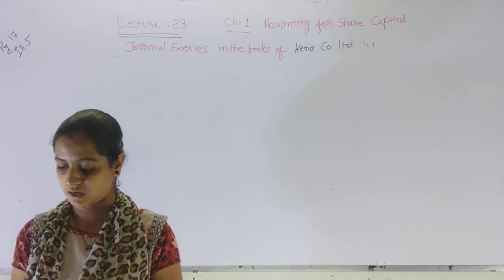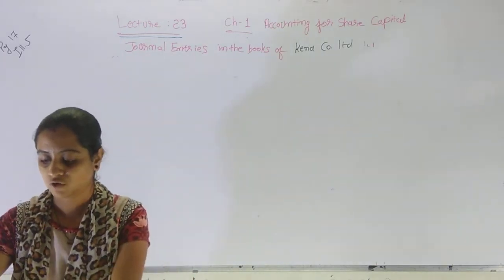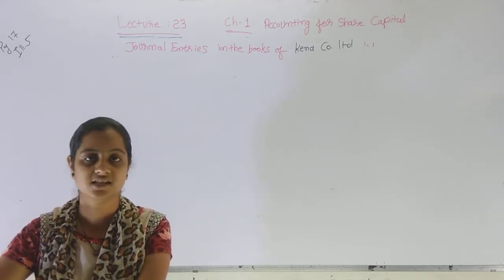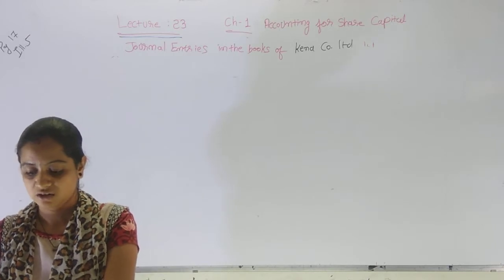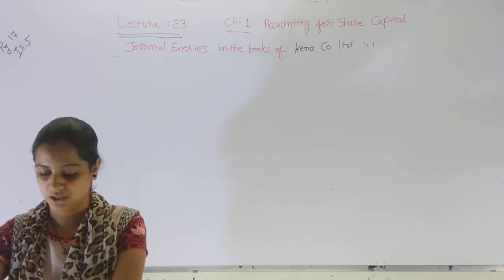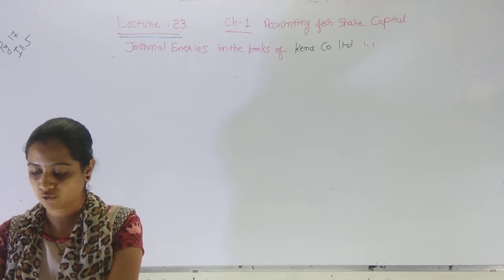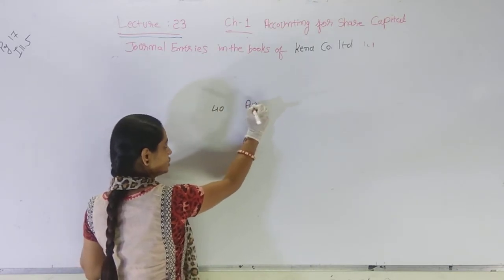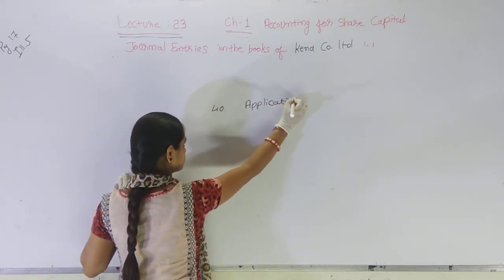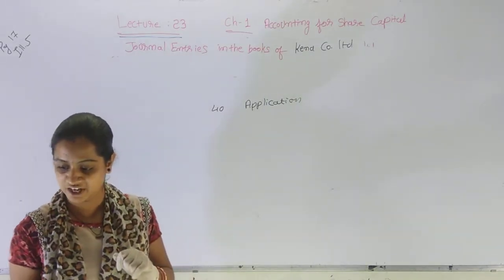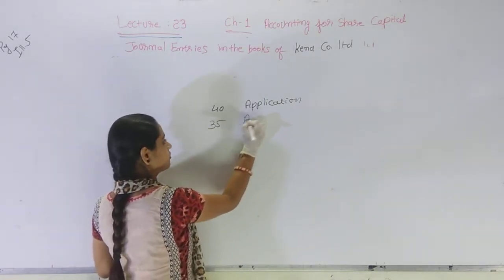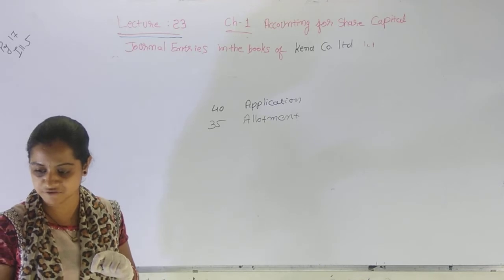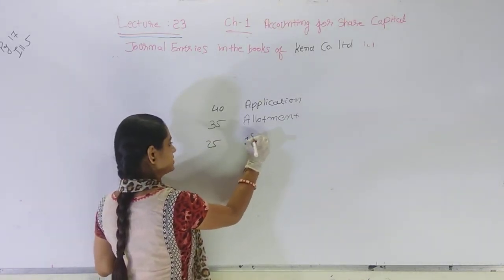Right? Okay. Now we'll discuss. Issued for public subscription 3 lakh shares of rupees 100 each. So the company has issued 3 lakh shares. One share's price is 100. The company decided to collect 40 per share with application. So 40 rupees as application. Then 35 for allotment, and in the last the company has demanded 25 as first and final.